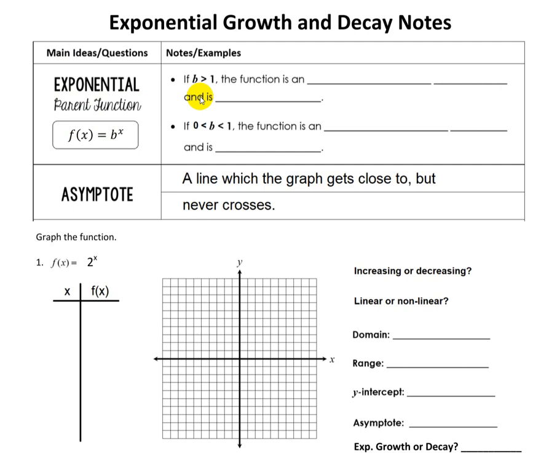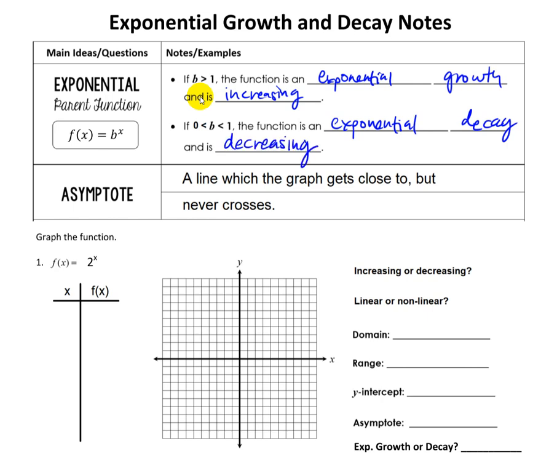Okay, so in this case, if this constant is greater than 1, this says that this function is going to be an exponential growth. So exponential growth. And the function itself is going to be increasing. Okay. If this number is between 0 and 1, it's going to be this thing called an exponential decay. Okay, so an exponential decay. And it's going to be the opposite. It's going to be decreasing.